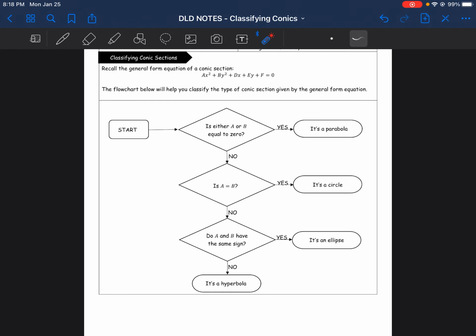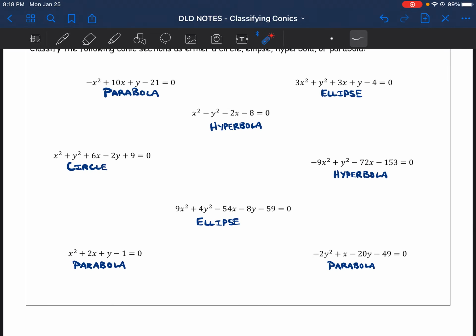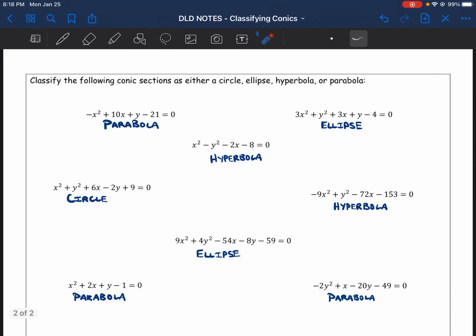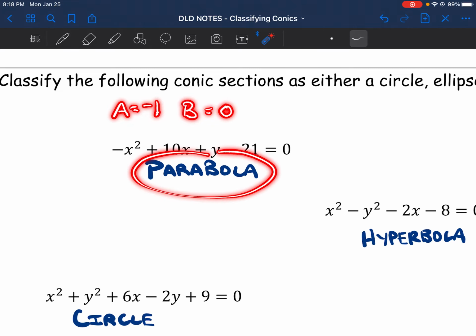So let's see a few example practice problems here. For each one of these, I've gone ahead and labeled the type of conic that we're dealing with, but let's go through and verify why each conic has been labeled the way it has. In our first example here, we have negative x squared plus 10x plus y minus 21 equals 0. Notice the coefficient of x squared, which is a, is negative 1. But there is no y squared term, so b is 0.